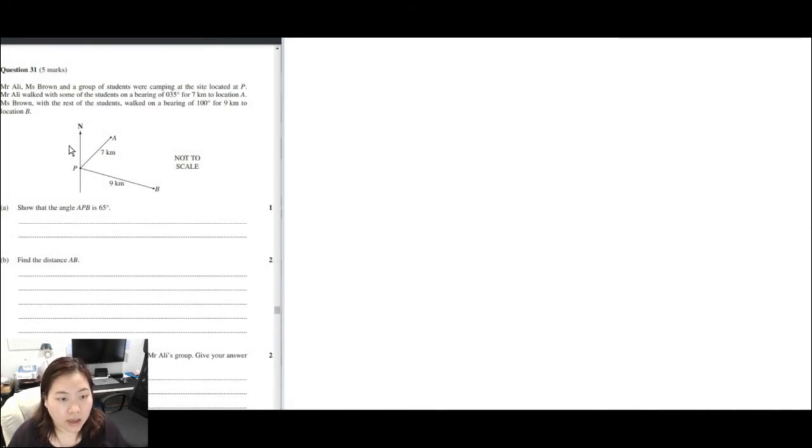Question 31. Mr. Ali, Miss Brown, and a group of students were camping at the site located at P. Mr. Ali walked with some of the students on a bearing of 35 degrees for 7 kilometers to the location A. Let's start with P, on a bearing of 35 degrees to location A. Miss Brown with the rest of the students walked on a bearing of 100 degrees for 9 kilometers to location B. Oh, okay. I didn't even see that there.